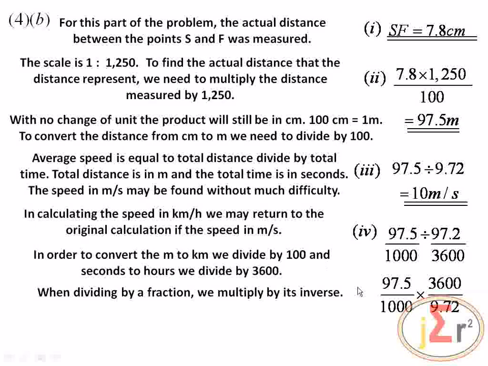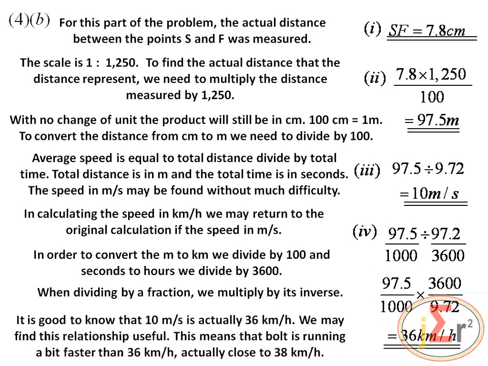Good. At the end, this is approximately 10. So we'll just remove all of these zeros and the result is 36. So that is 36 kilometers per hour. And I'm delighted to know that. It is good to know that 10 meters per second is actually 36 kilometers per hour. We may find this relationship useful. This means that Bolt is running a bit faster than 36 kilometers per hour. He's actually running close to 38 kilometers per hour.